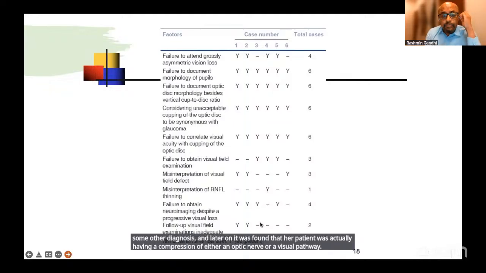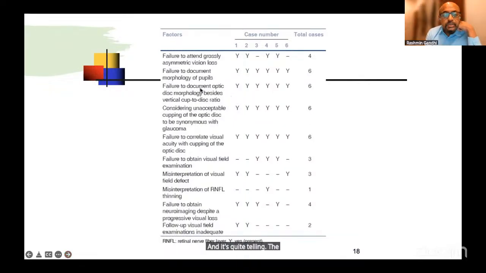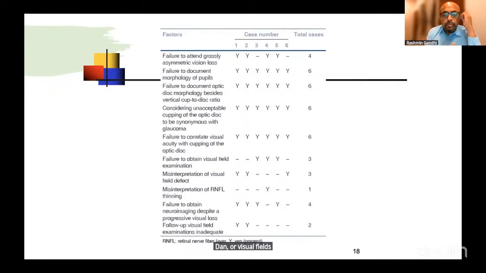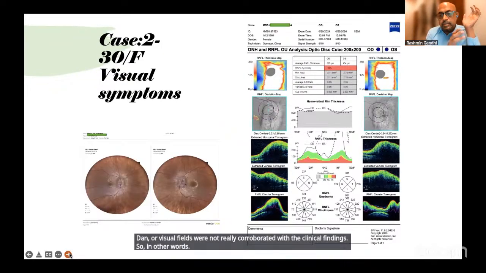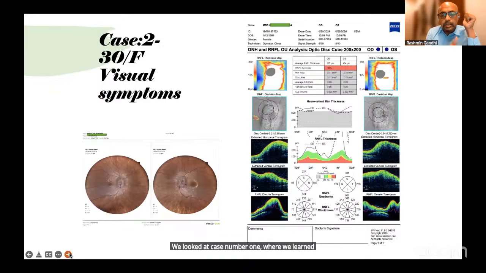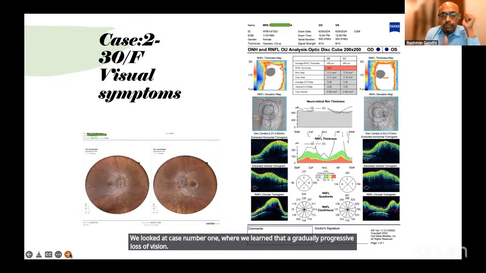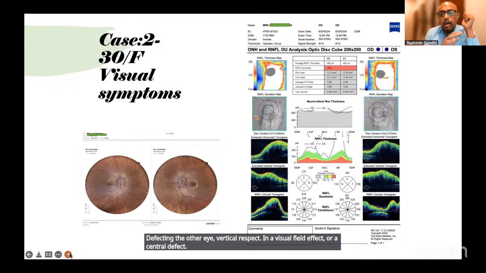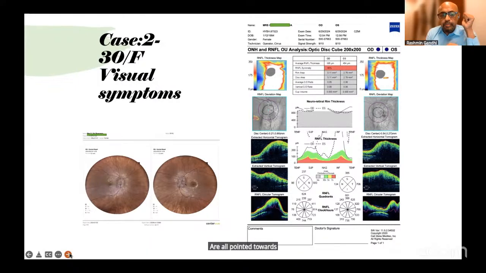And it's quite telling. The results here show that there are patients where the pupil was not checked, or visual field was not really done, or visual fields were not really corroborated with the clinical findings. So in other words, we looked at case number 1, where we learned that a gradually progressive loss of vision, a defect in the other eye, a vertical respect in a visual field defect, or a central defect all point towards compression. Now let's move to a second case.